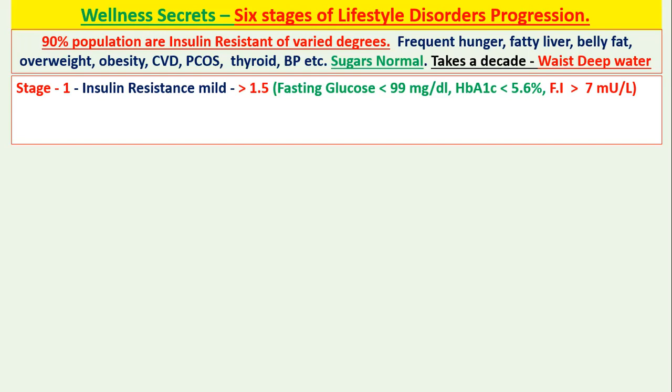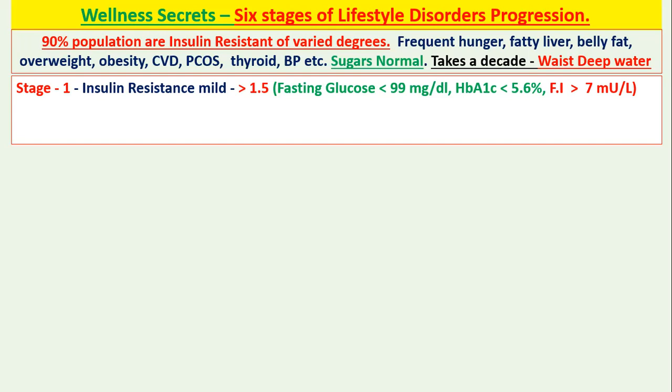What happens if somebody has insulin resistance? What are the stages of the problem? Number one, they will feel hungry. If they eat food, maybe after 2-3 hours they feel hungry again. Frequent hunger is one indication. Second is fatty liver. Nowadays most people have fatty liver, which is not a visible problem. Unless you do an ultrasound scan, you will not know. There are also a lot of grades, so we will not get into that.